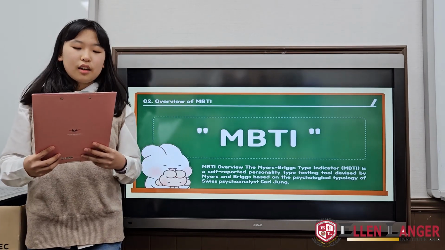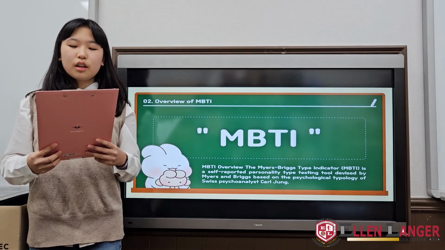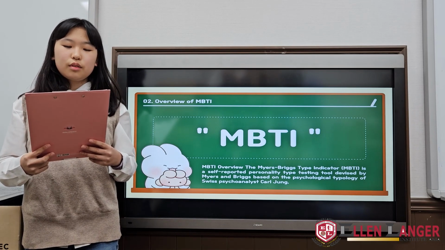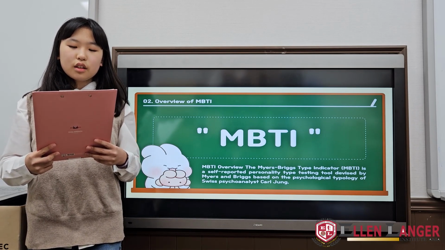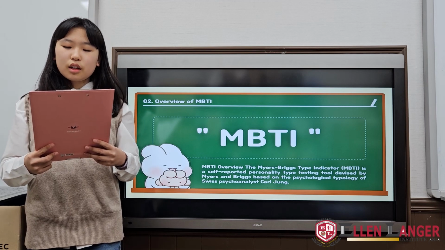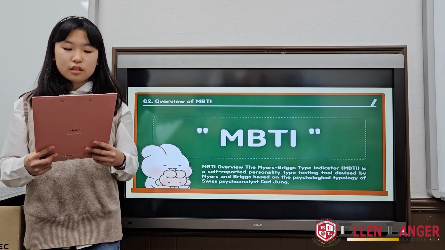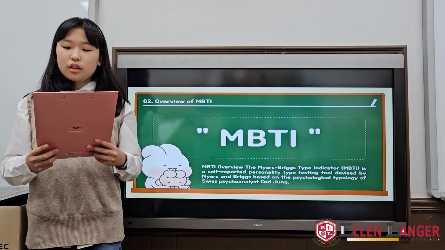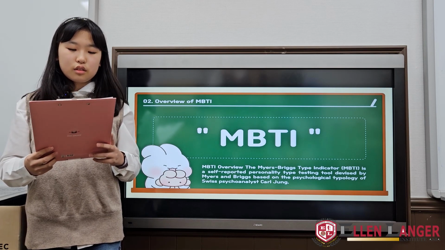Overview of MBTI. The Myers-Briggs type indicator is a self-reported personality type testing tool devised by Myers and Briggs based on the psychological topology of Swiss psychoanalyst Carl Jung.